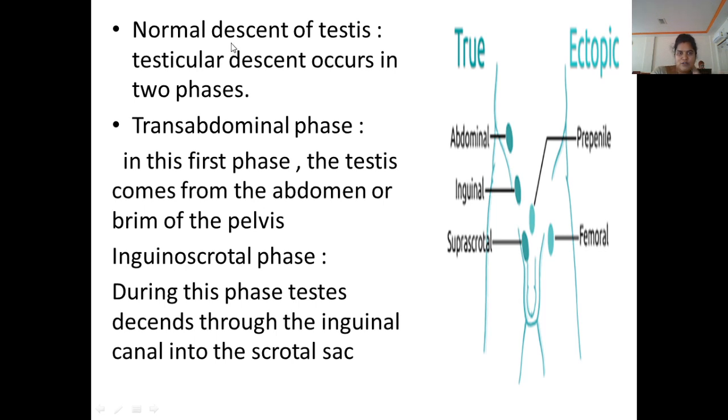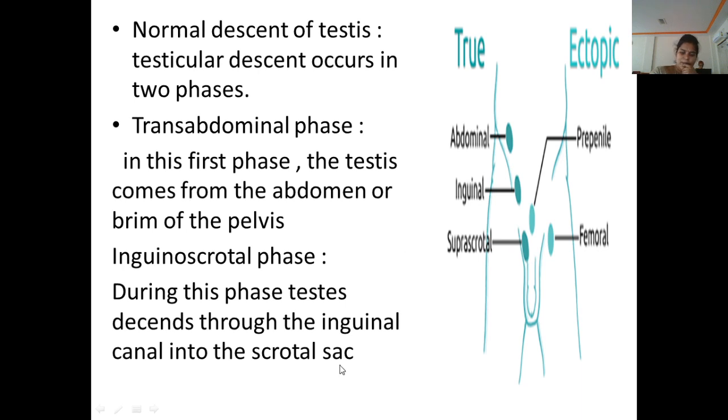Sometimes, if there is a failure, it may stagnate or arrest here, over the abdomen only. Sometimes it may be arrested, and most probably in 80% the testis can be seen in the inguinal region. So the undescended testis can be seen in the inguinal canal. Then the prepenile site is very rare, and the femoral site is also a very rare case.